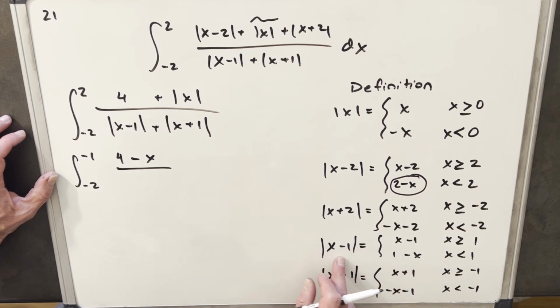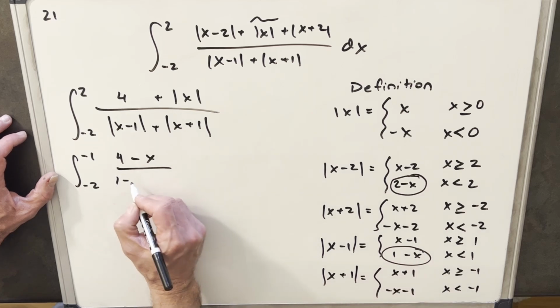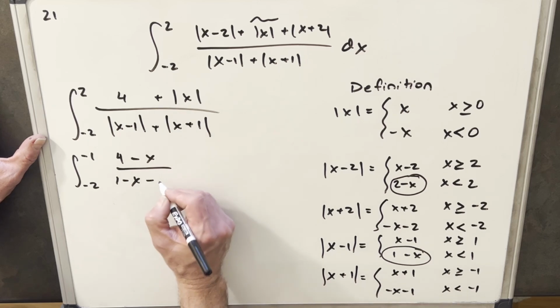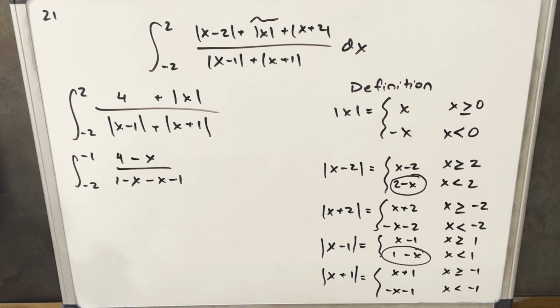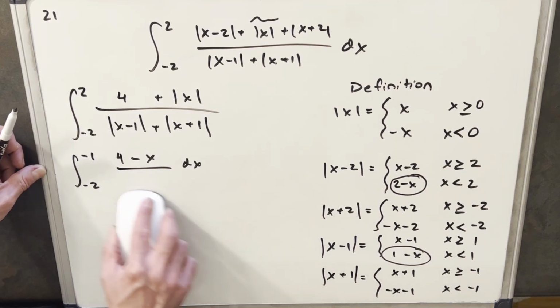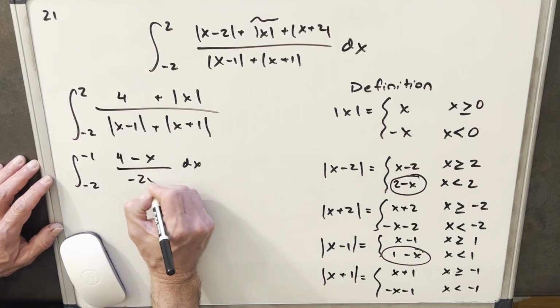Then for x minus 1, we're always less than 1, so we're going to take back this definition right here and use a 1 minus x. And then for x plus 1, again, we're less than minus 1, so we're going to use minus x minus 1. And then just a little cleanup on this, you see the 1's are going to cancel, and we're just going to have a minus 2x here in the denominator.